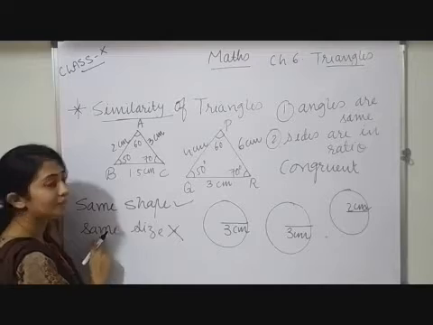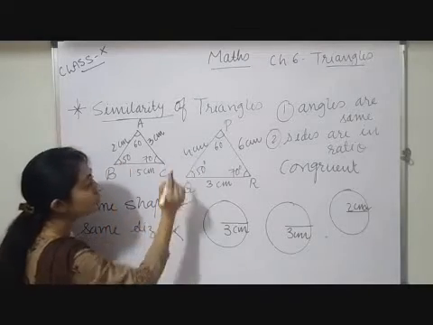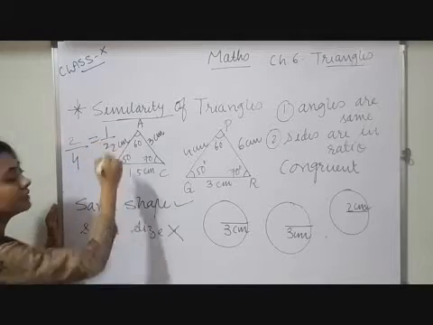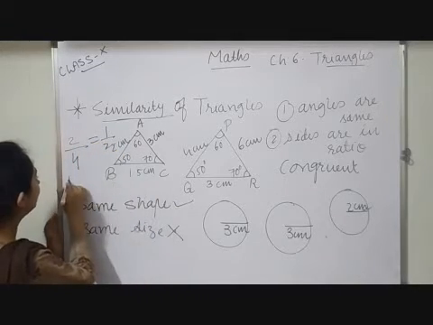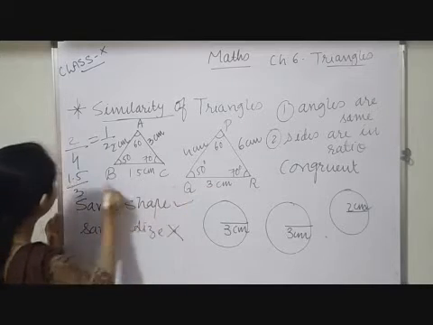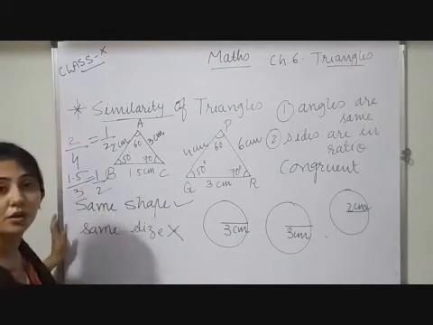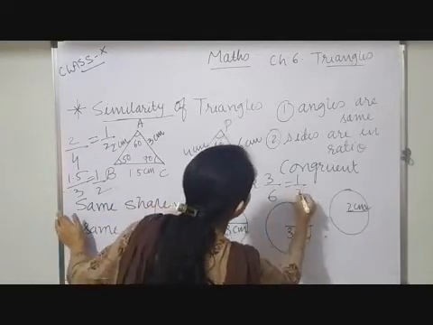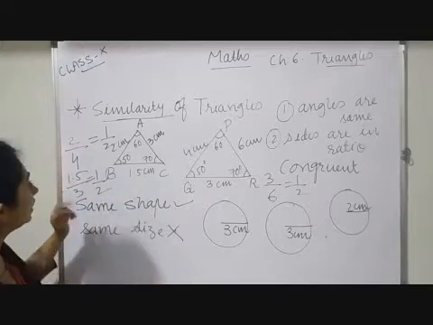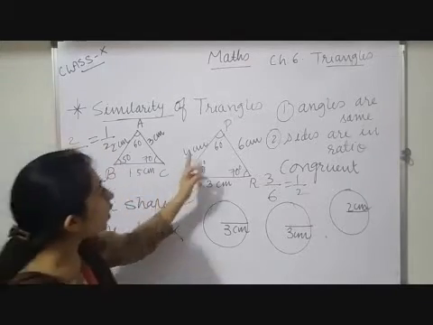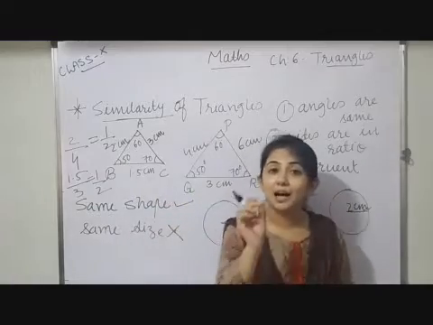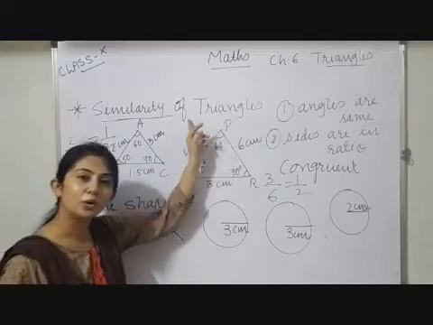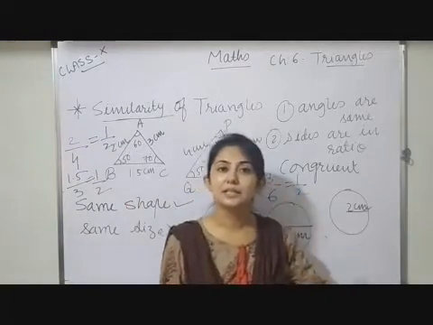Now observe the sides. This side is 2 cm, and this one is 4 cm. See, 2 by 4, the ratio is 1 by 2. This one is 1.5 upon 3. Here again I am getting ratio 1 by 2. This side also, 3 upon 6, ratio 1 by 2. So now you can observe the ratio of all three corresponding sides is the same. So such triangles are known as similar triangles. Hope this is clear to you.